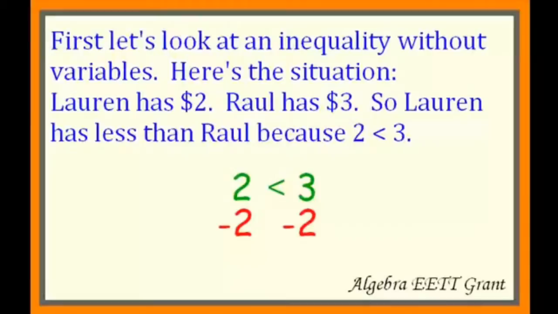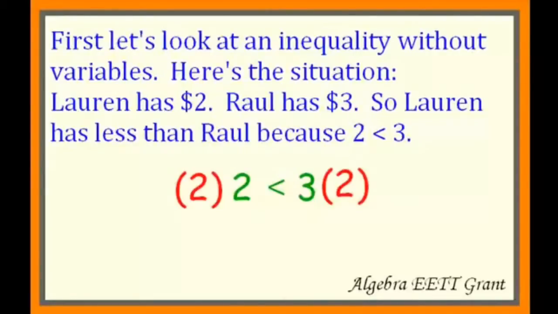Another thing that we can do is subtract numbers. So I'm going to subtract 2 from both sides and I get 0 is less than 1. Well, that's still true, just like 2 is less than 3. The third operation we can do with both sides is multiply both numbers by a positive number. So if we multiply both sides by 2, we're going to get 4 is less than 6. 4 is less than 6, just like 2 is less than 3. So if we add, subtract, or multiply by a positive number, everything works out.